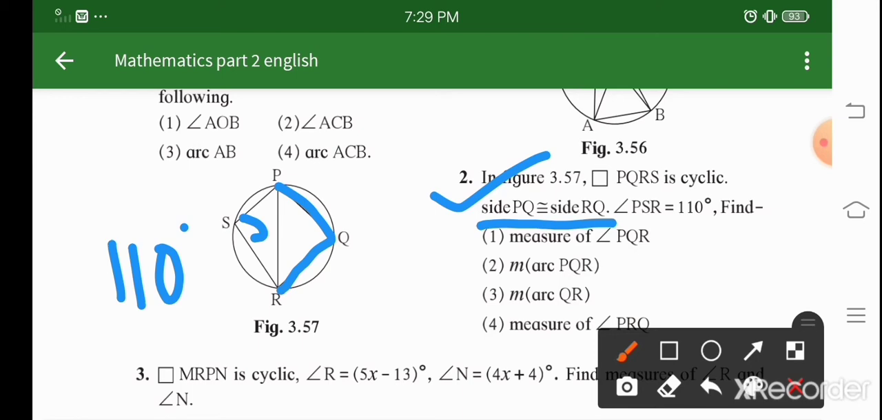As you can say, your PQRS is cyclic. So this angle S and angle Q are opposite to each other. So this angle S and this angle Q are supplementary.